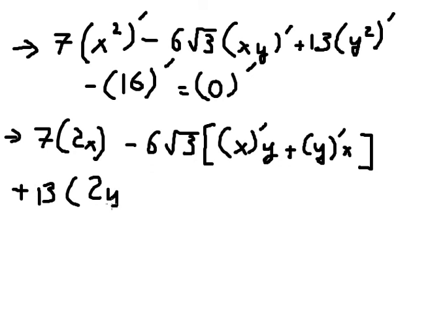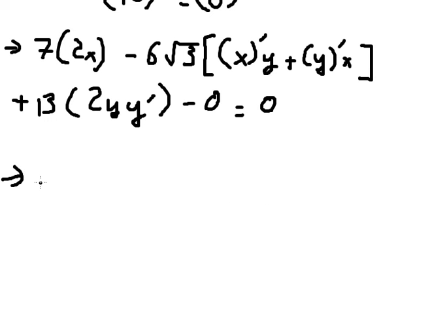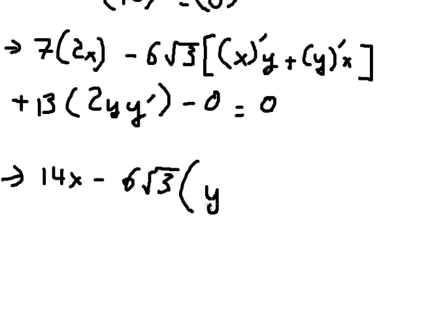we get 2y, and later we need to take the derivative of y. This one and this one are constants, so you get number 0. So this one we have 14x. This one we have number 1. This one we have the derivative of y. This one we have 26.